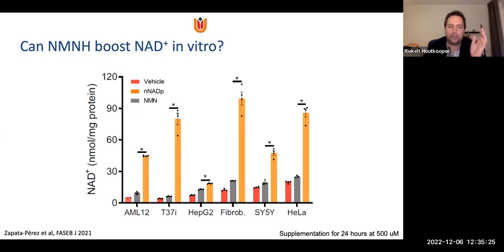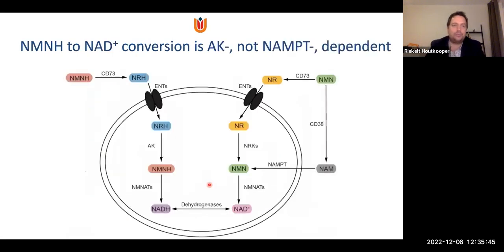and in each of these cell lines, I mean, 10 years ago, we thought this was spectacular, like a doubling in NAD levels in a cell. Now, all of a sudden, we had a 10-fold increase of NAD in each of these cell lines, except maybe the HepG2, which are a bit less responsive. But NMNH is very potent in inducing NAD levels in all these different cell lines.